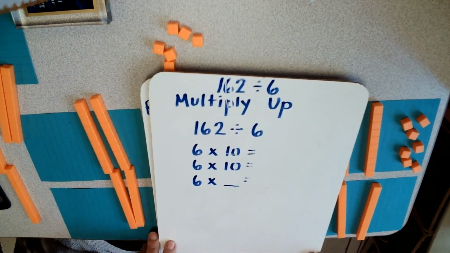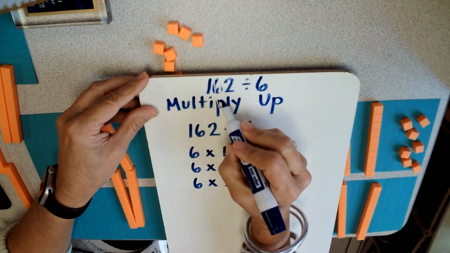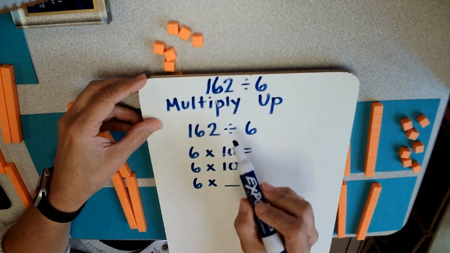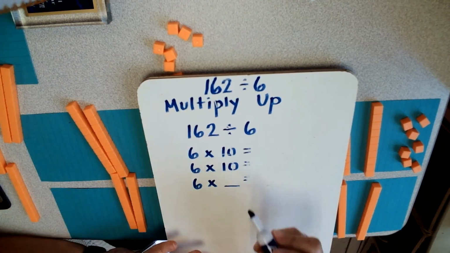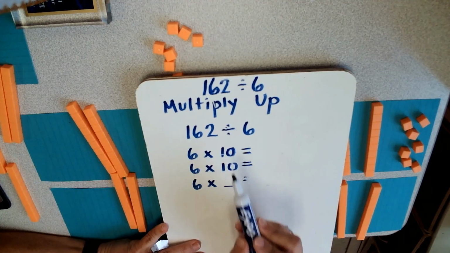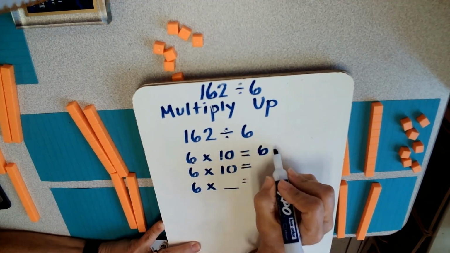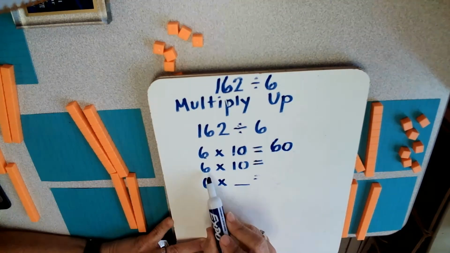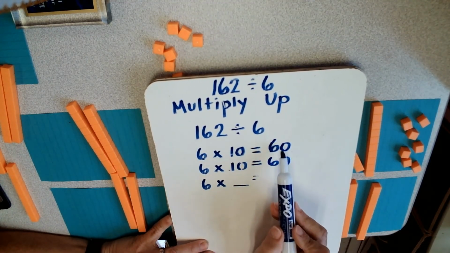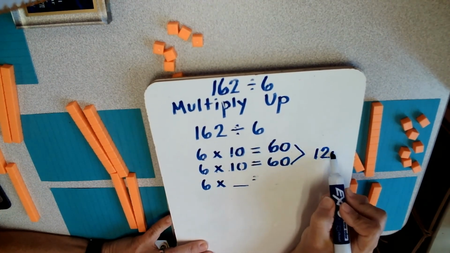challenge. The last thing we're going to do, the last strategy I'm going to show you is multiplying up. Again, we have the problem 162 divided by 6, written again here. And I know that 10 times 6 would be two easy factors to multiply. 6 times 10 is 60. We could do that again. 6 times 10 is 60. Now I have two products of 60 that I could add together and get 120.